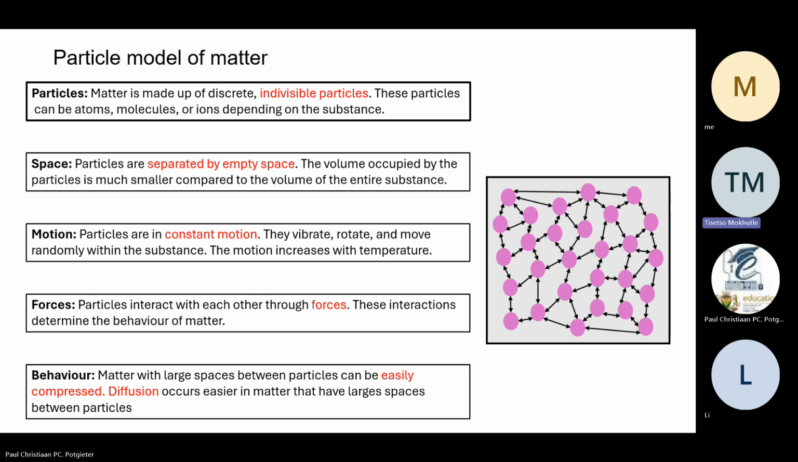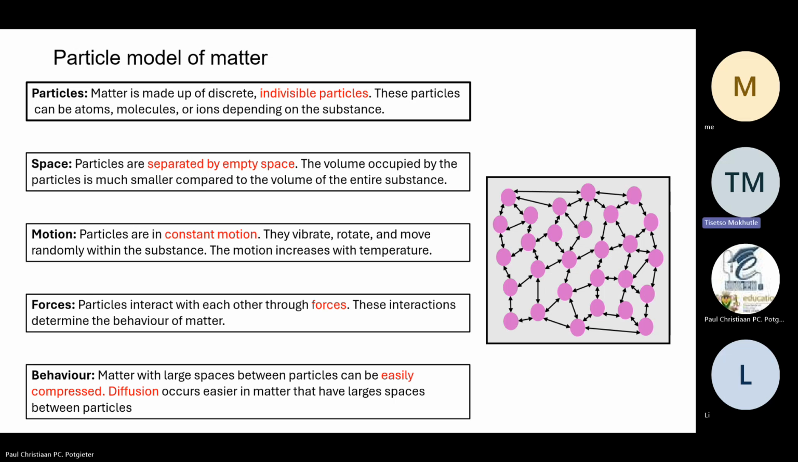So it says here the volume occupied by the particles is much smaller compared to the volume of the entire substances, meaning the spaces between particles are so small that when we compare all the spaces added together against the particles, we'll find that the particles comprise a larger percentage, and the spaces are so small.